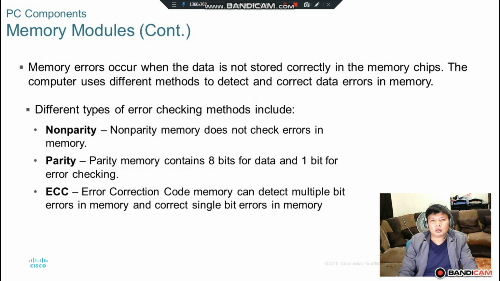Memory errors occur when the data is not stored correctly in the memory chips. The computer uses different methods to detect and correct data errors in memory. Different types of error checking methods include non-parity, parity, and the ECC, error correction code.